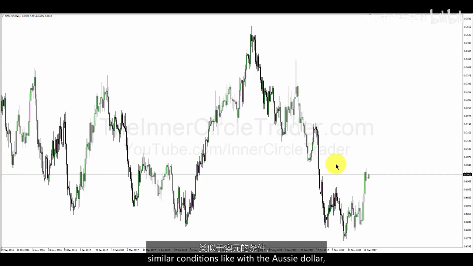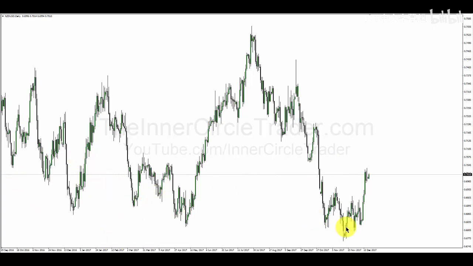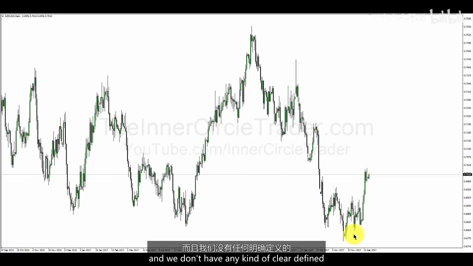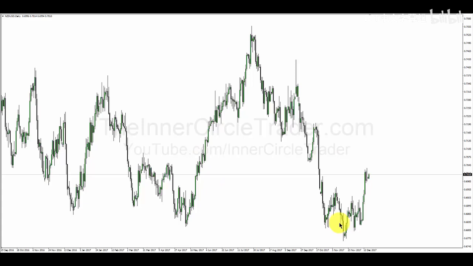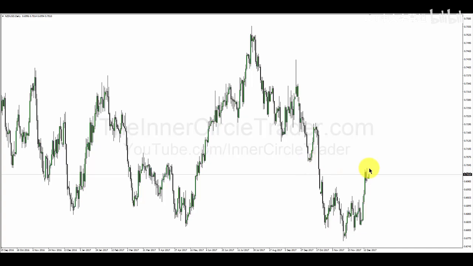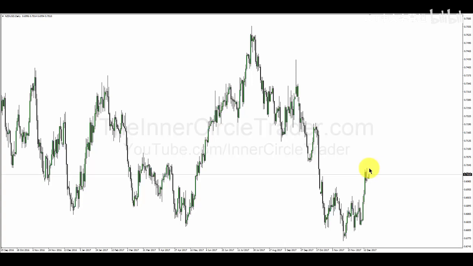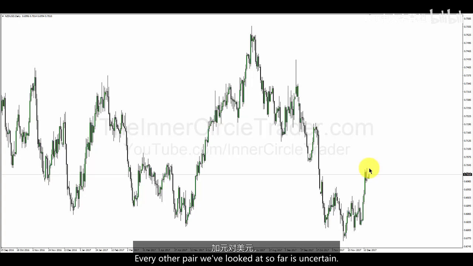similar conditions like with the Aussie dollar, but for this pair it looks even worse because we've had an attempt to go lower, lower, lower, lower. Every low has been taken out, and we don't have any kind of clear defined market structure in here to work with. So at best, we probably see it return back to this low here, and what happens after that, it's anybody's guess. So there's no real clear market structure here to frame an analysis on, whereas what we saw with the dollar index and on the euro, there's potential there. So there's clarity in euro dollar wanting to potentially go lower and dollar going higher. Every other pair we've looked at so far is uncertain.